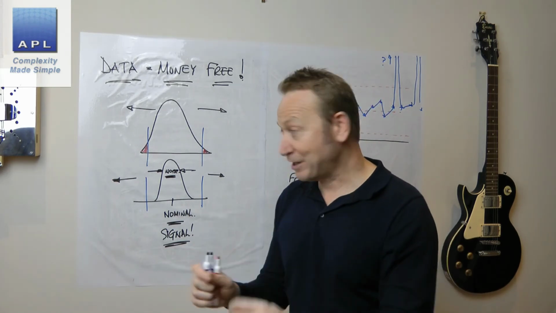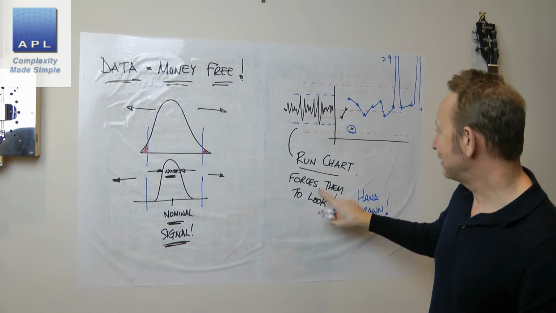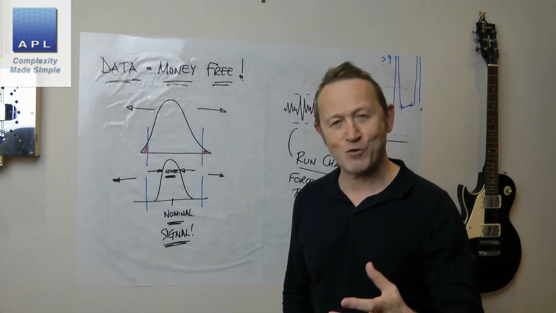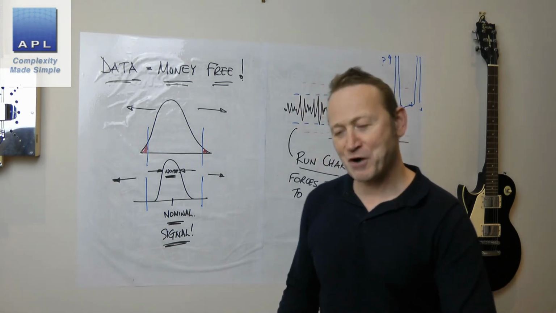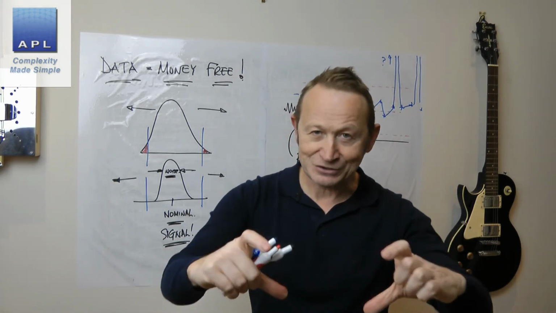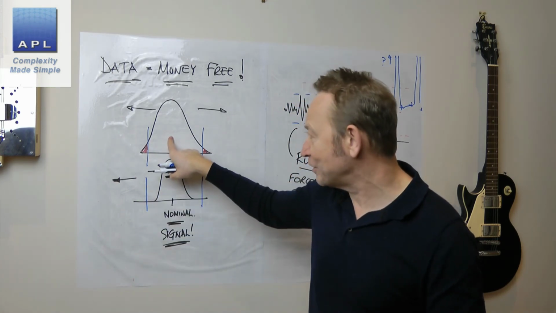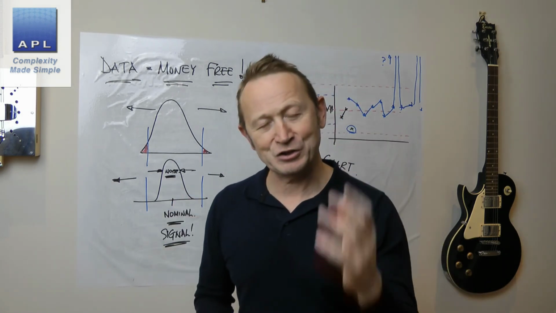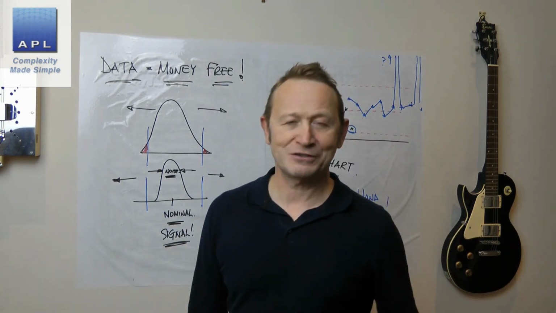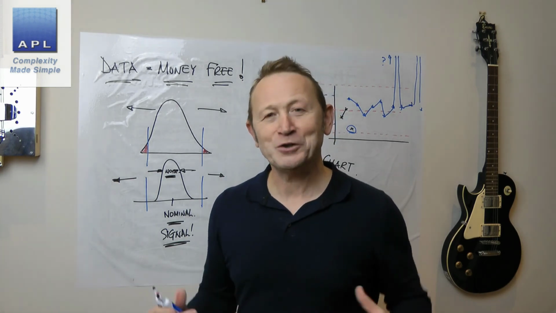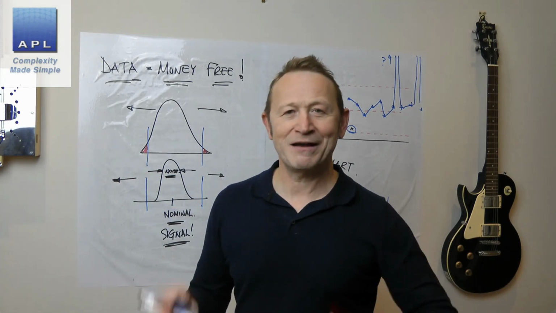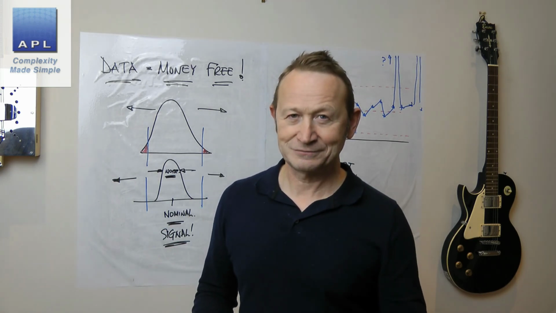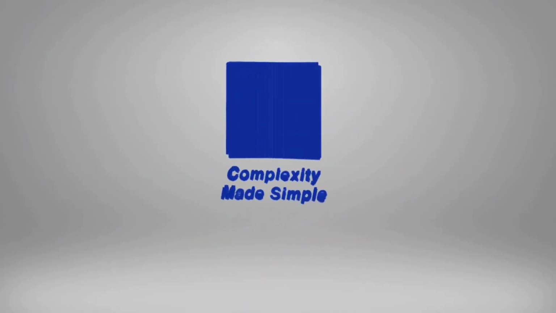So get your data, get it on a run chart by hand, force them to look, and it's just free money. You will get your processes centered better, defect free, low defect rates. I mean, you're not going to be defect free with this, but if you can get that thing centered, you'll get it defect free with the lowest number of data points. And all you need is a piece of paper and a pencil. It is free money.